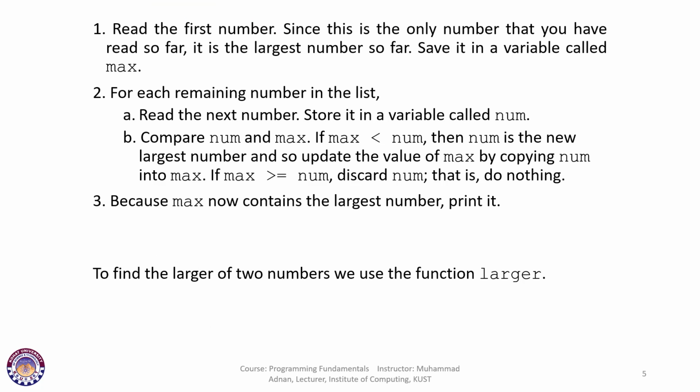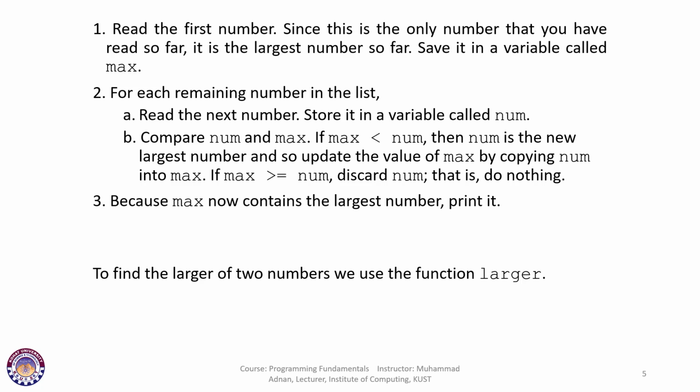So with that, let us split this problem into three basic steps. First, we read the first number. Since this is the only number that you have read so far, it is the largest number so far. Save it in a variable called max. For each remaining number in the list, we read the next number, store it in a variable called num, and compare num and max. If max is less than num, then num is the new largest number, so update the value of max by copying num into the max variable.